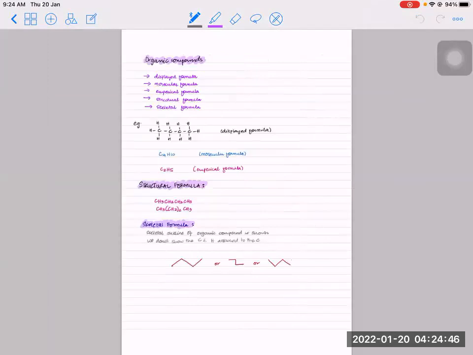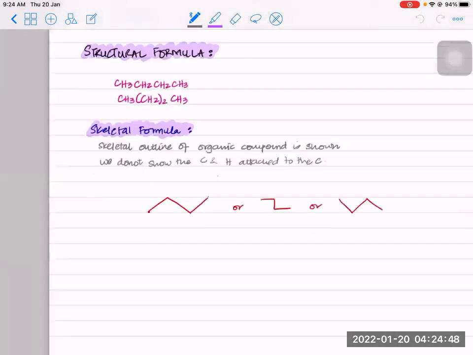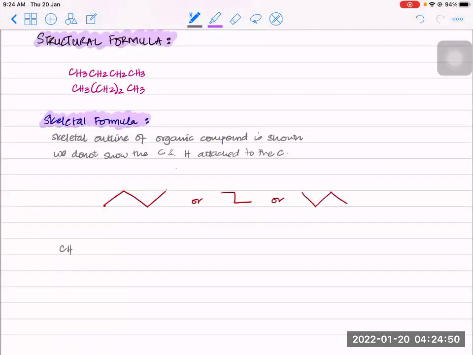Now, if you have methane, CH4, what will be the skeletal formula for that? So the skeletal formula for methane would be just a dot. Because this dot represents carbon. You can't draw a line. A line would represent two carbons. So this would be just a dot representing a carbon. Is this clear?